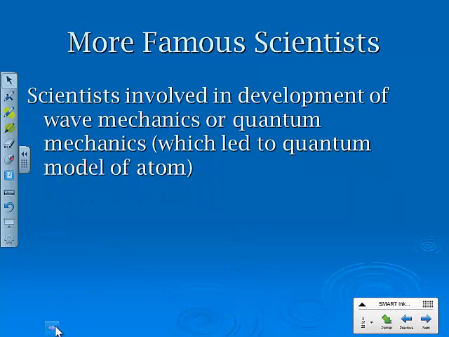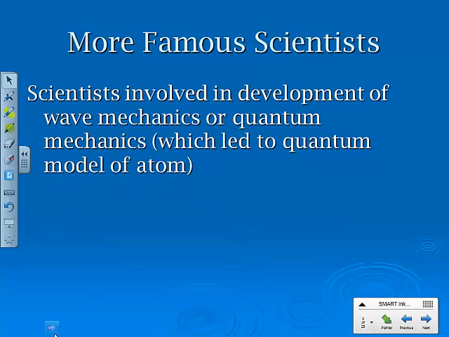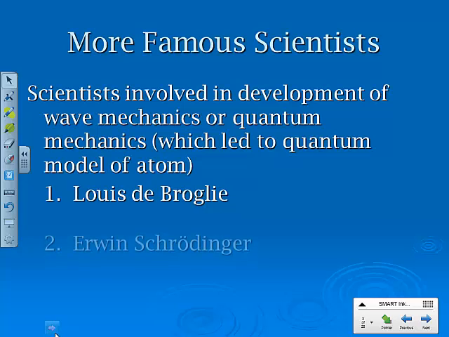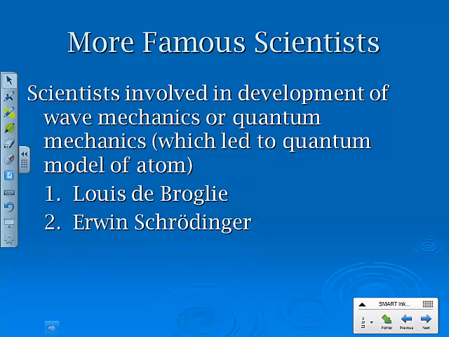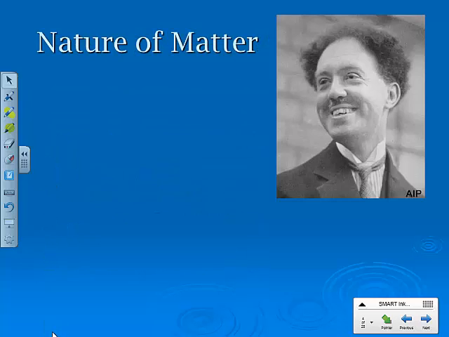Alright, so a few more famous scientists. We've mentioned a few of these, but just as a review, we've got to talk about de Broglie, and how matter could have wave-like properties, Schrodinger, and Heisenberg. We've mentioned them before, but they're the big three when we get to the quantum mechanical model.